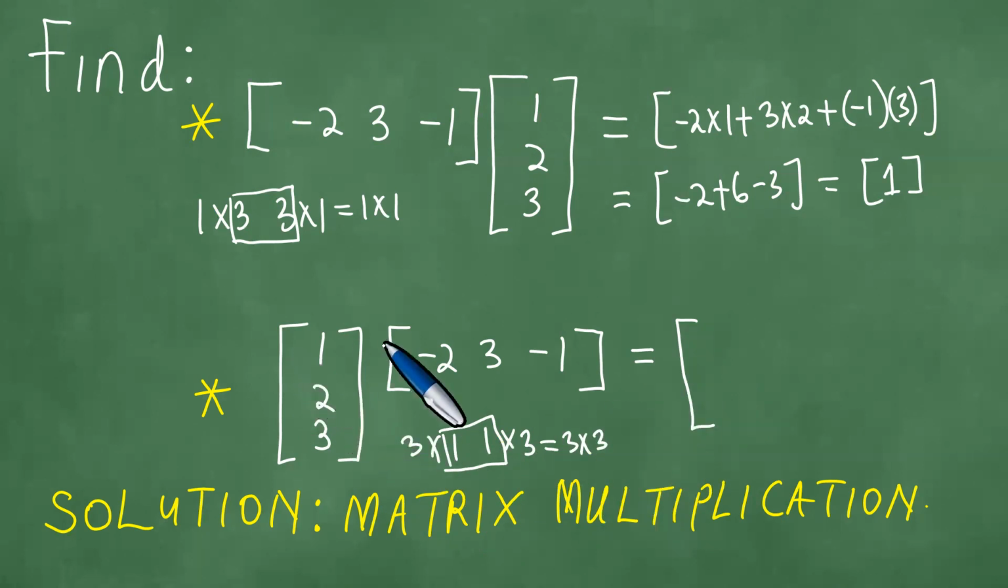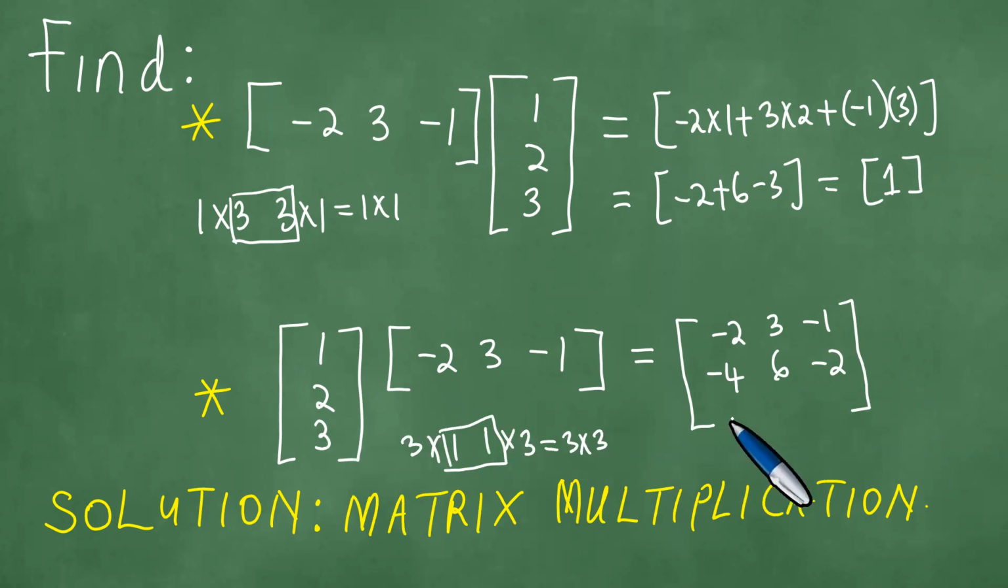And therefore, we multiply this row by this column. So 1 times minus 2 is minus 2. 1 times 3 is exactly 3. 1 times minus 1 is minus 1. And then here, we multiply this row by each of these columns. So it's 2 times minus 2, which is exactly minus 4. 2 times 3 becomes 6. 2 by minus 1 is minus 2.